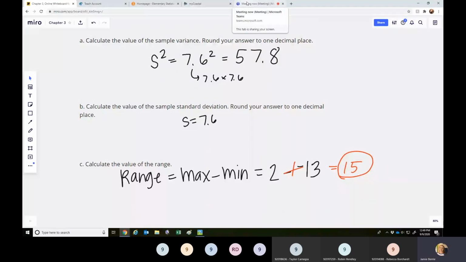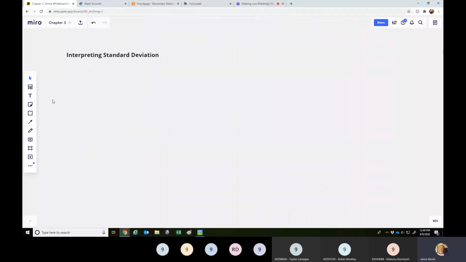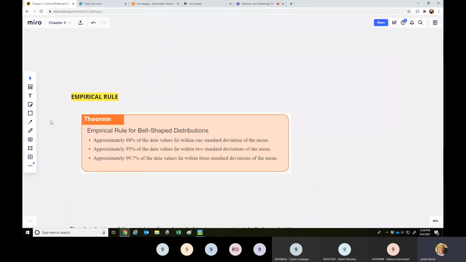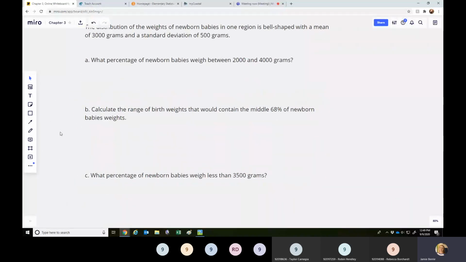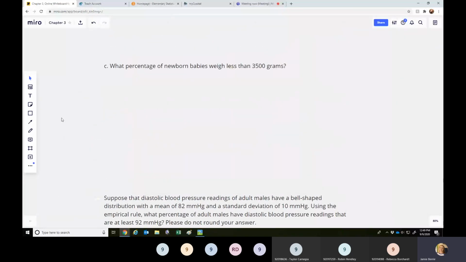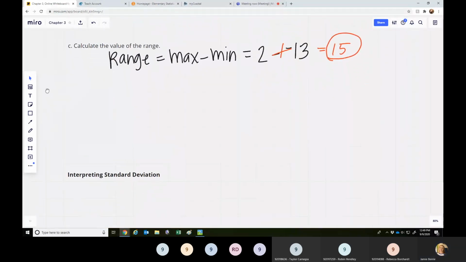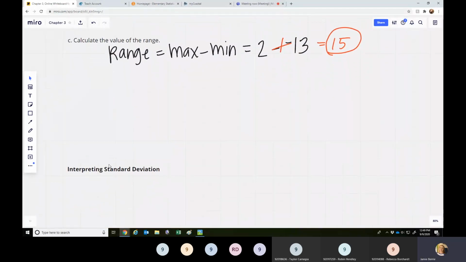Okay, so that is all of the calculator stuff we're going to be doing today. I think I have time to go over interpreting standard deviation and then the empirical rule, and then we will do Chebyshev's theorem tomorrow at the beginning of class. All right, so interpreting standard deviation.